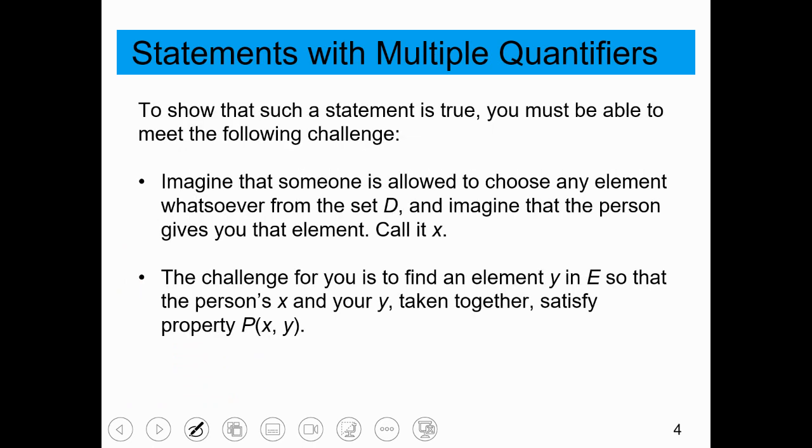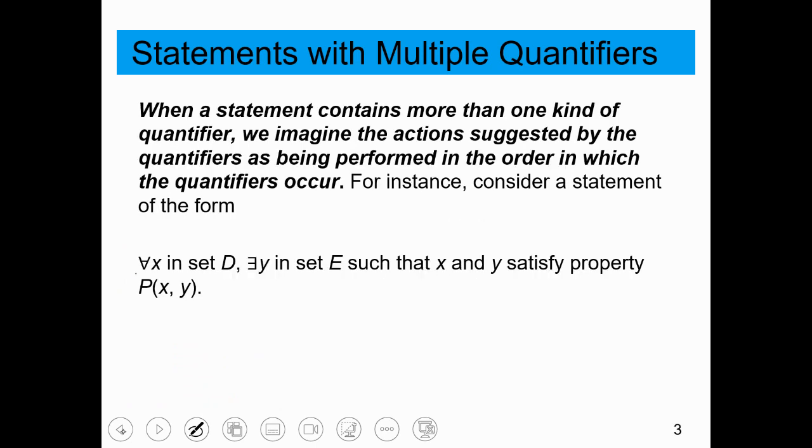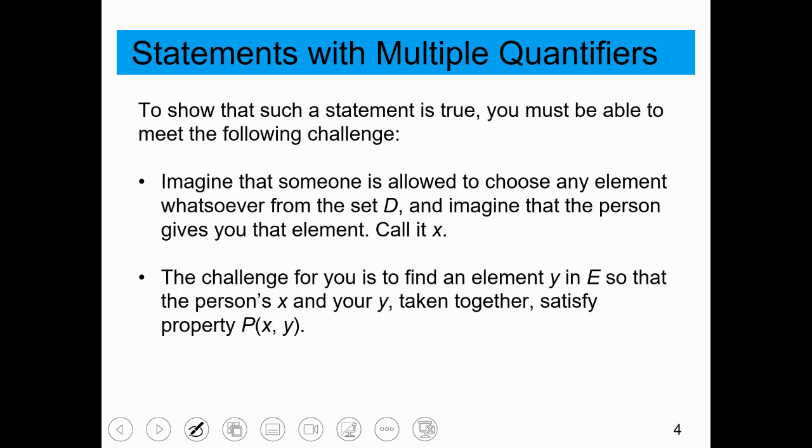To show that a statement like this is true, you must be able to meet the following challenge. Imagine that someone is allowed to choose any element whatsoever from the set D, and imagine that person gives you that element, call it x. So we're talking about this part right here. It says for every x in set D. So we should be able to accept any x value from the set D and do the following.